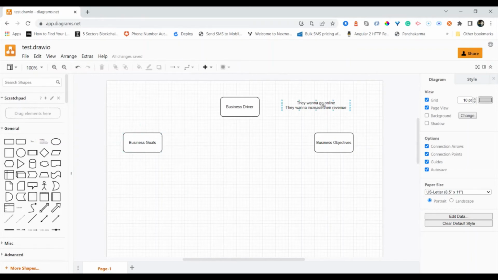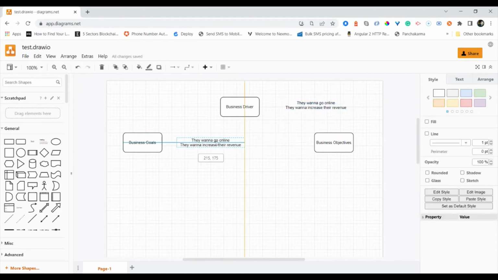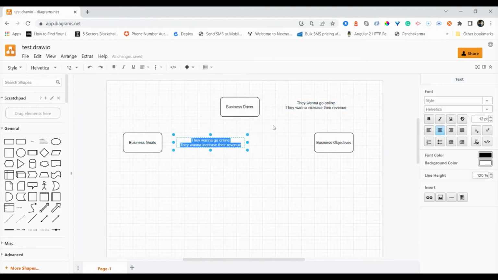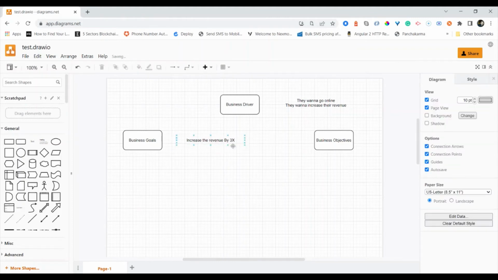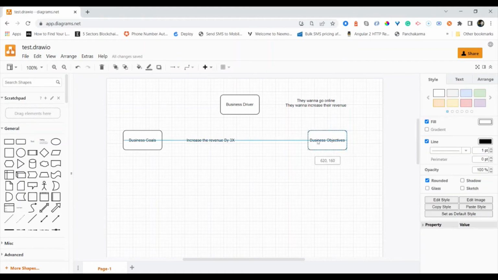What can be their goals? Now we will add a block here also. Let's say their goal is to increase the revenue by three times. This can be one of the goals which they can showcase or tell you. Next part is business goals.